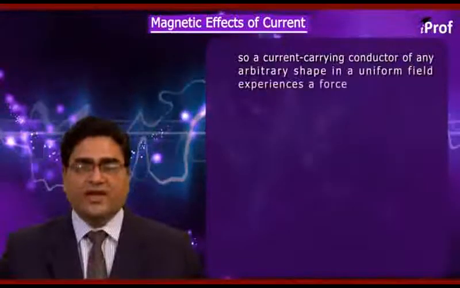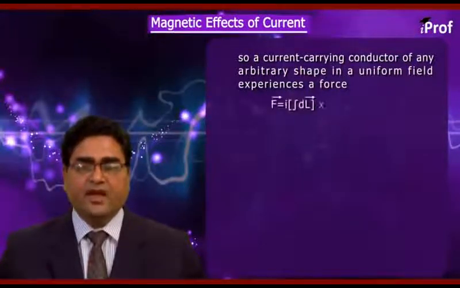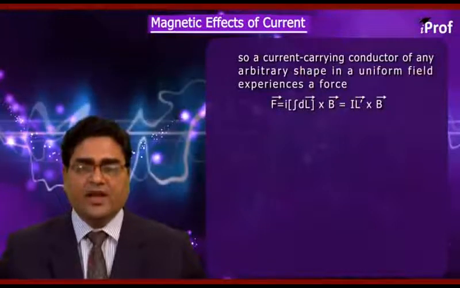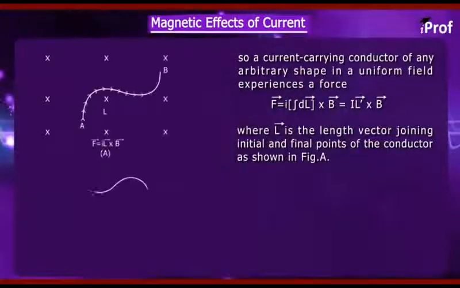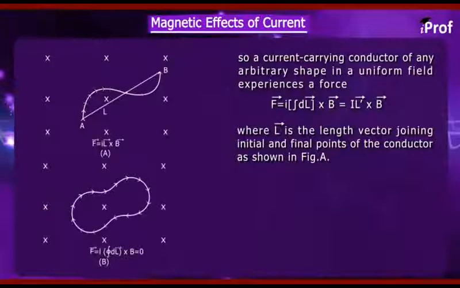So, a current carrying conductor of any arbitrary shape in a uniform field experiences a force F vector equal to I integration dl vector cross B vector equal to I L' vector cross B vector, where L' vector is the length vector joining initial and final points of the conductor, as shown in figure A.